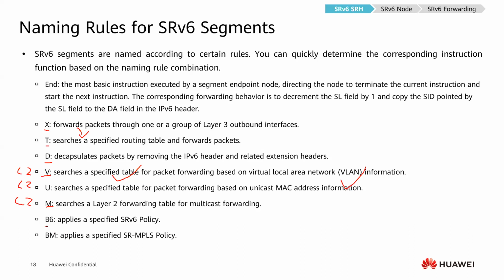And we also have something like B6 and BM. B6 is used to do the stitching label. I hope you still remember the binding label, stitching label. And BM is used to let SRv6 communicate with SR-MPLS. Sometimes we will use BM. But about BM and the V, U, M types, we will not mention them too much in this course.